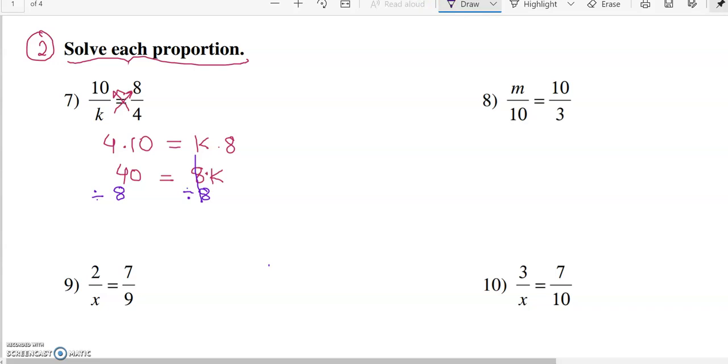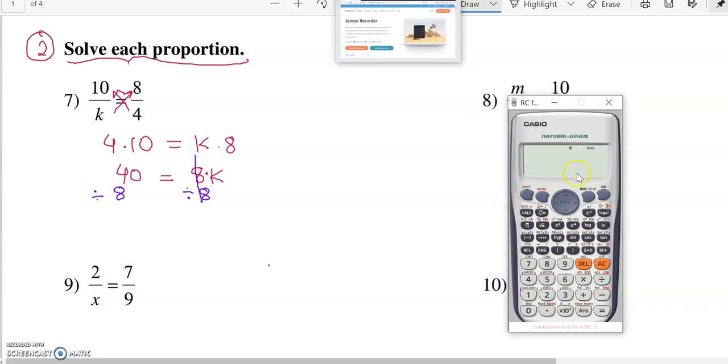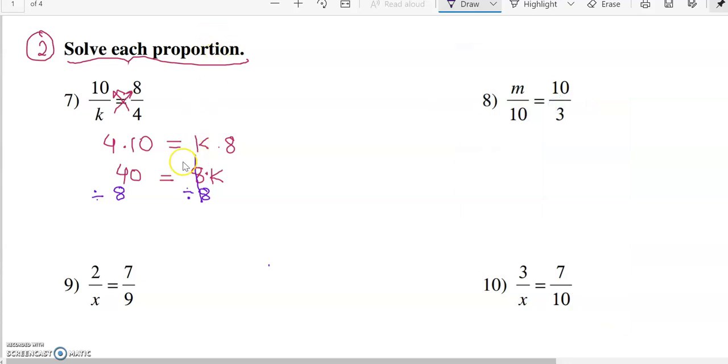When I divide 40 by 8, what I want you all to do is use your calculator. I have told you multiple times, buy a calculator like this and try to do it. This is 40 divided by 8. So 40 divided by 8 is what? 5. So I will write over here 5 is equal to k, or k is equal to 5.